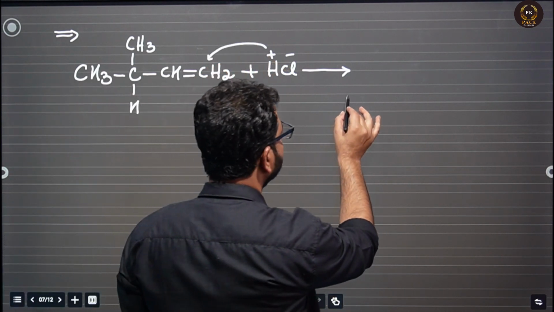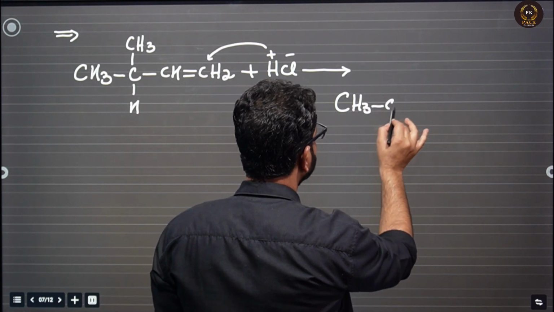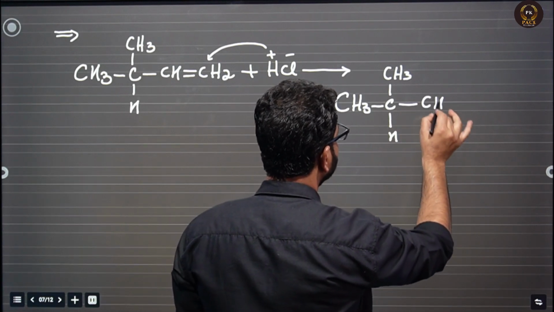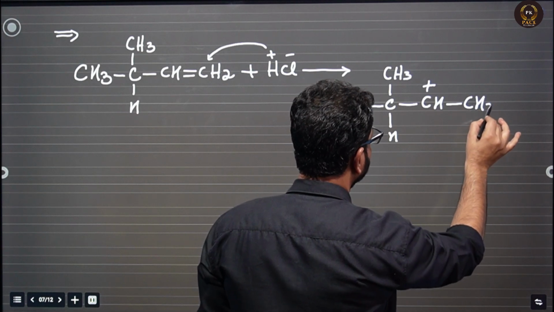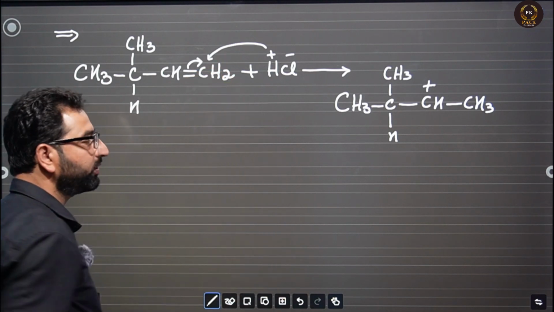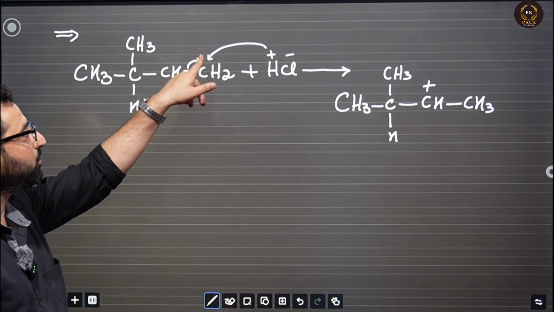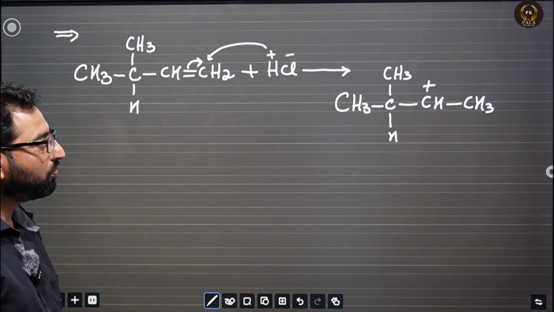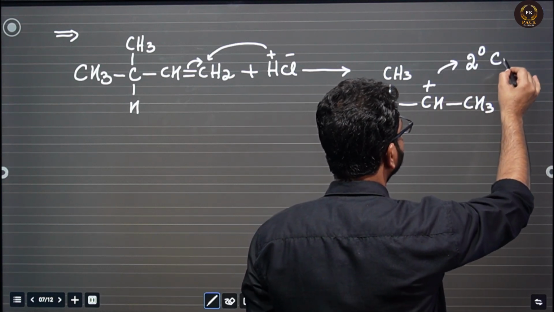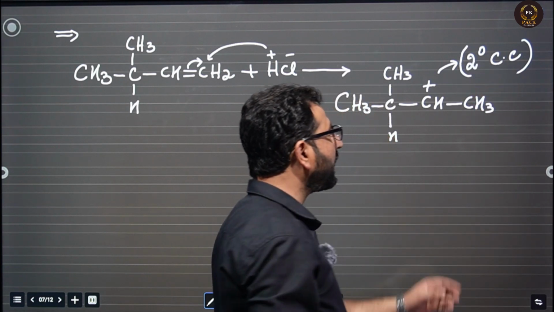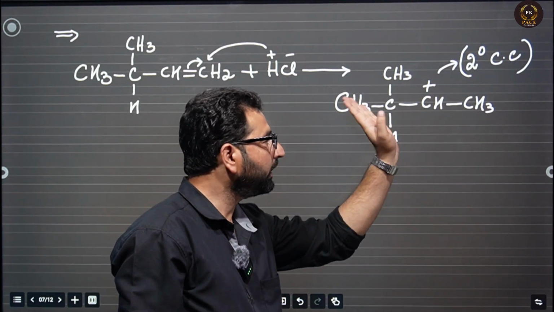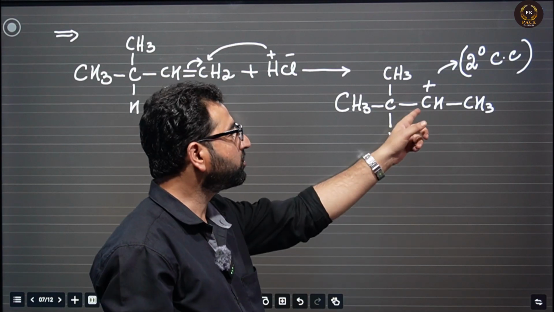Okay, and we will get this kind of intermediate, CH3 CH CH plus CH3. Because H will attack here and this bond will go along this. This H will get attached here and the positive charge will get created here. This carbocation is a secondary carbocation. What is a secondary carbocation? The carbon on which the positive charge is created is connected to two carbon atoms, one on the right side and one on the left side. Then it is the secondary carbocation.